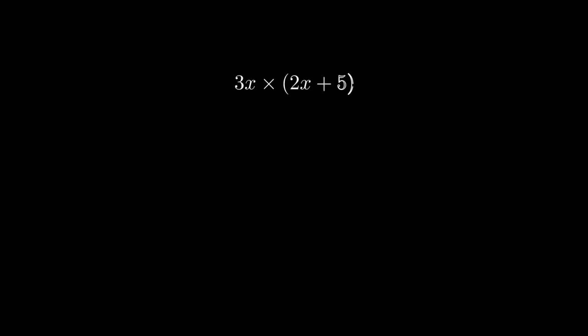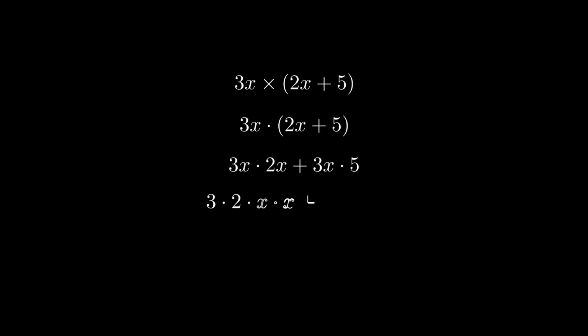What if we multiplied 3x with 2x plus 5? We'll use the distributive property and write it as 3x times 2x and 3x times 5. We'll club the variables together and numbers together. Finally, we get 6x squared plus 15x. Division is similar to multiplication.